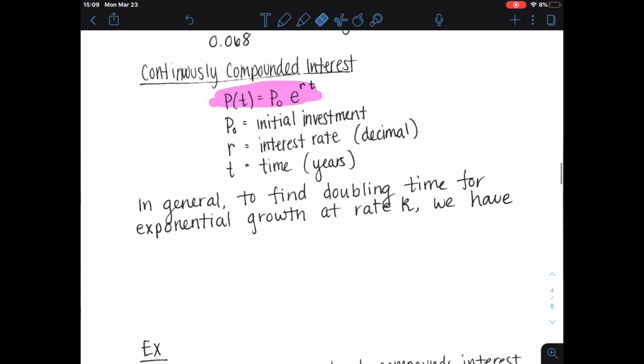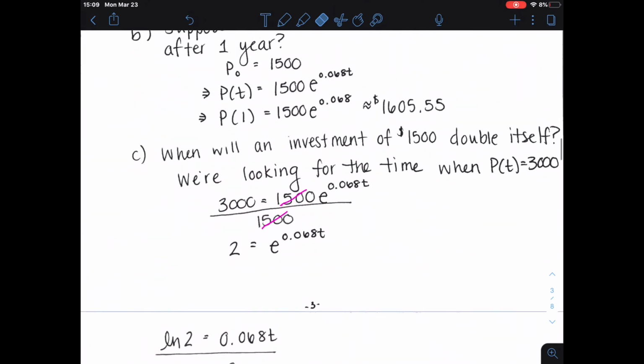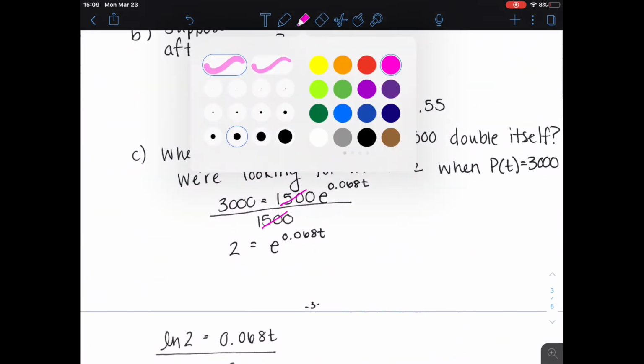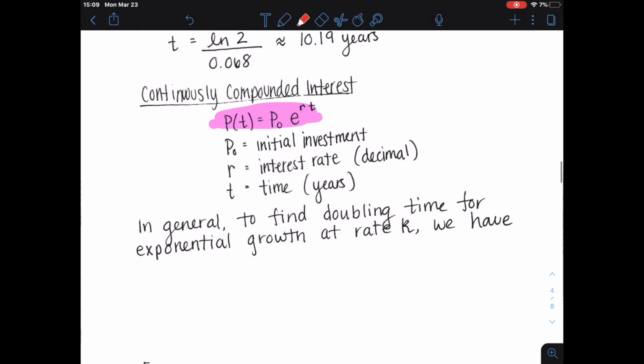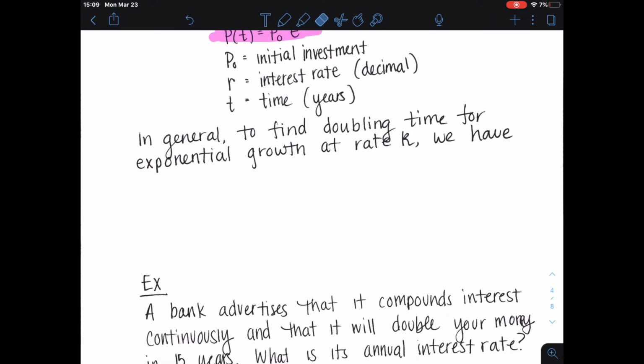And then in general, if you want to find that doubling time, here you saw it didn't really matter what you invested. If this was 1,000 you would have invested, you would have put 2,000 over here. If this was 3,000 you invested, you would have put 6,000 on the other side. And regardless, you're always going to end up with this equation, 2 equals e to the rate times t. So you can generalize this to know that if you want to find the doubling time for any exponential growth, it doesn't have to necessarily be just with your accounts. It can be with populations as well. What you're going to have is t is equal to the natural log of 2 divided by the growth rate.